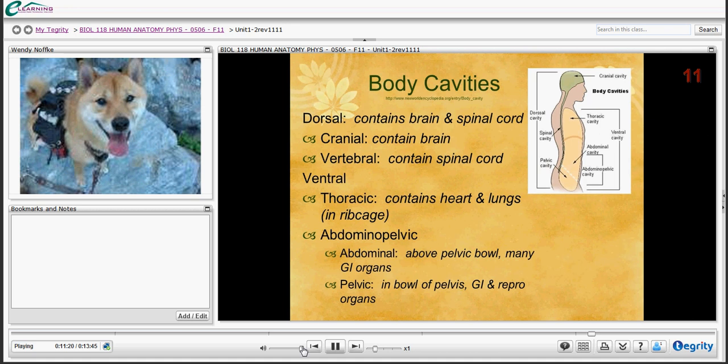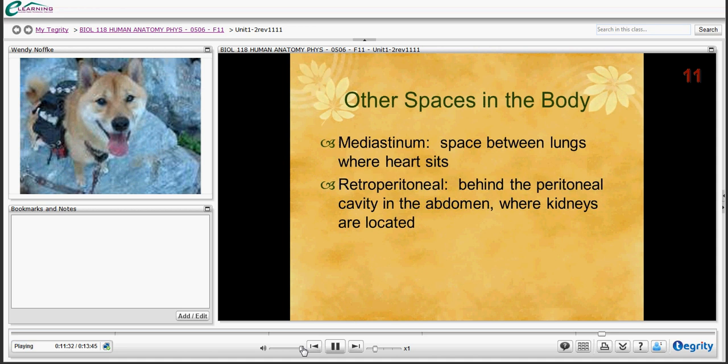A frontal or coronal cut is going to divide the body into anterior and posterior parts, while a transverse or horizontal cut divides the body up into superior and inferior. These are similar to using the three planes used in math to make cuts in the body on the X, Y, and Z axis.